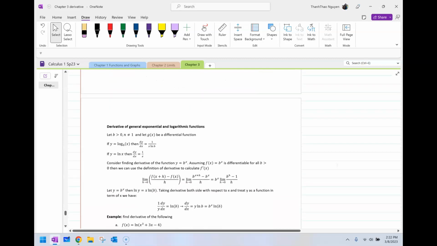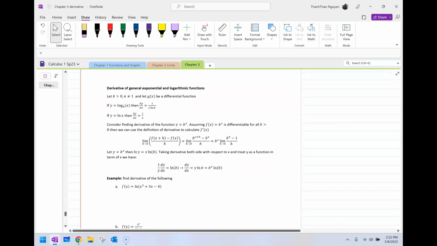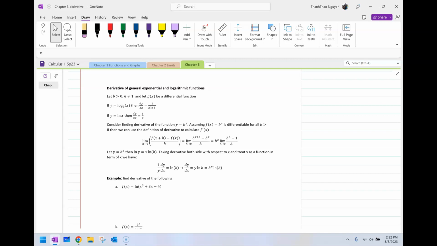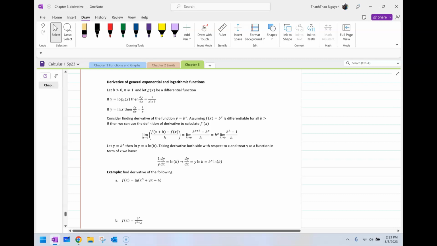Derivative of exponential and logarithmic function. Let b be greater than 0 and not equal to 1. Let g of x be differentiable. Then if y equals log base b of x, then the derivative dy dx is equal to 1 over x times ln of b. If y equals ln of x, then dy dx equals 1 over x.